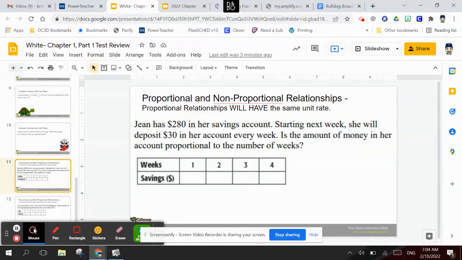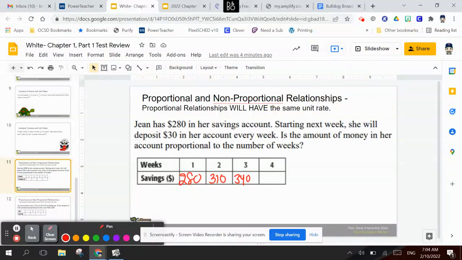Proportional and non-proportional relationships. Proportional relationships will have the same unit rate. So here Jean has $280 in her account. Starting next week, she will deposit $30 in her account every week. So on week 1, she has $280. Week 2, she's going to have 280 plus 30 for 310. Week 3, she's going to have 310 plus 30, which is 340.